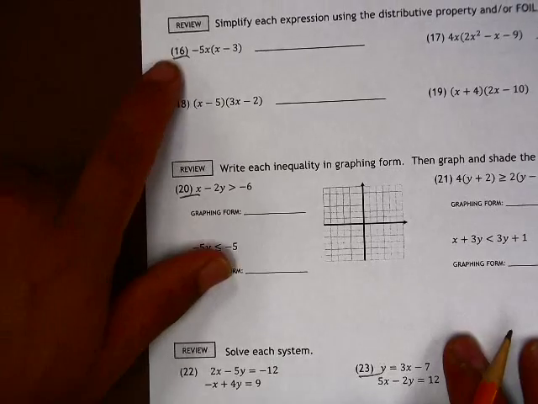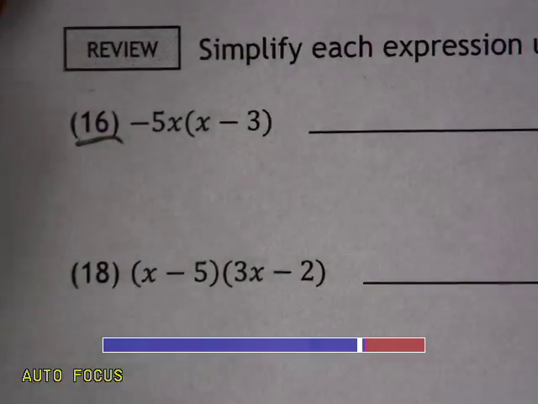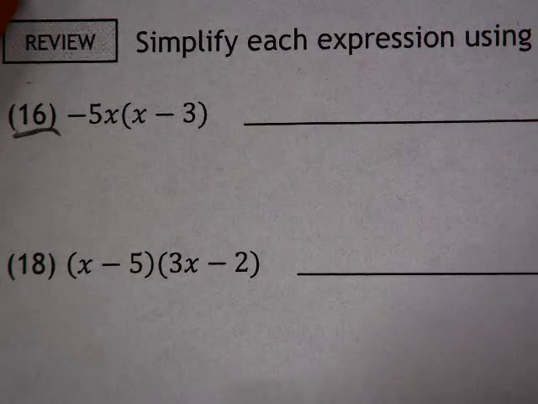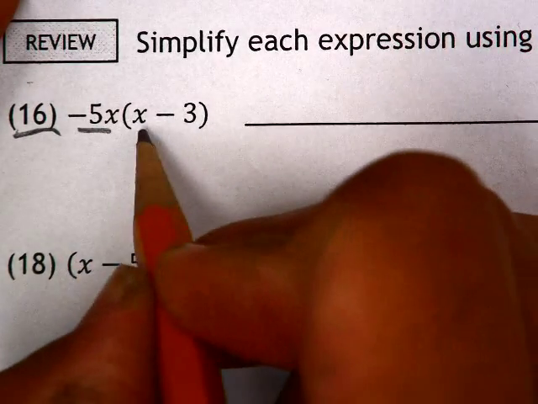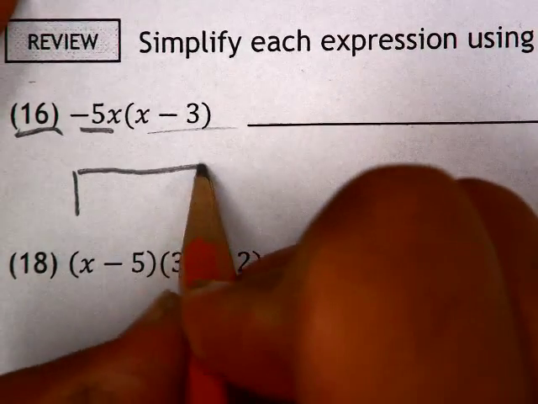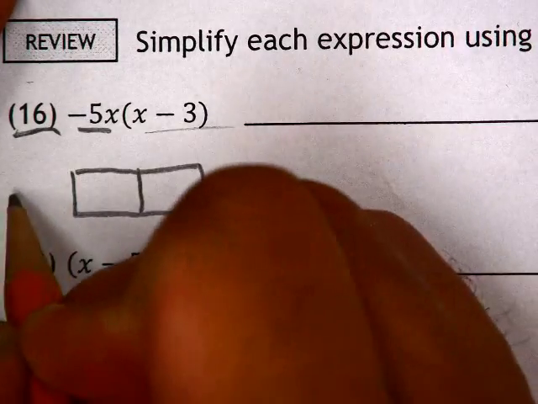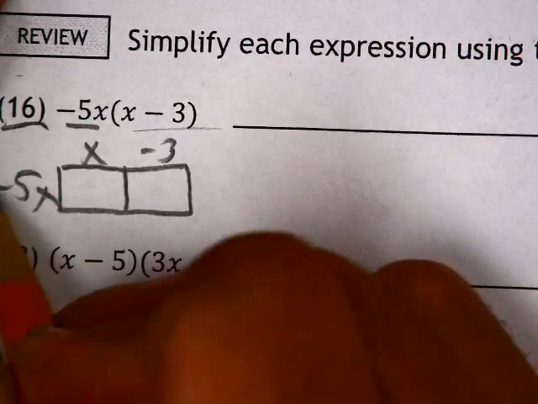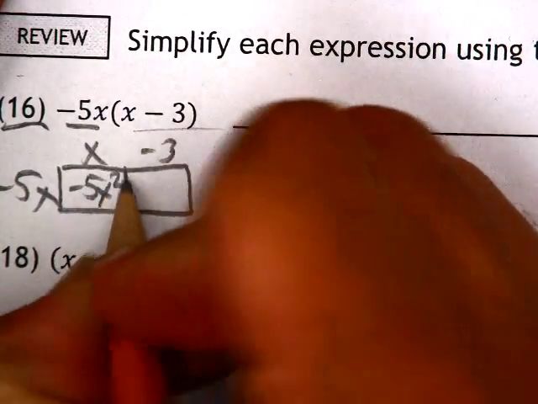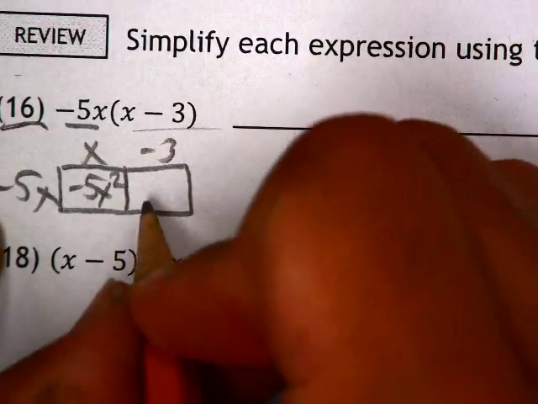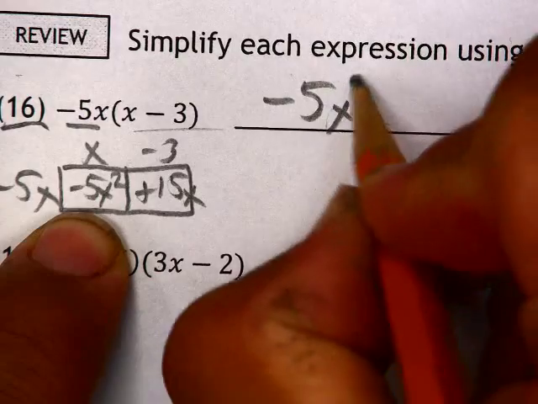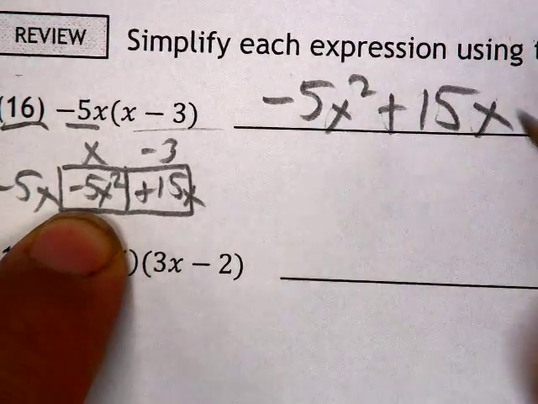On the back, problem number 16. You can either use FOIL on these problems, or you could use a box, or you could just use distributive property. If you wanted to use a box, this has one term and then two, so I'd use a 1 by 2. I would put the minus 5x here. I would put the x and the minus 3. X times minus 5x is minus 5x squared. Negative 3 times negative 5x is positive 15x. So there's my answer, negative 5x squared plus 15x.